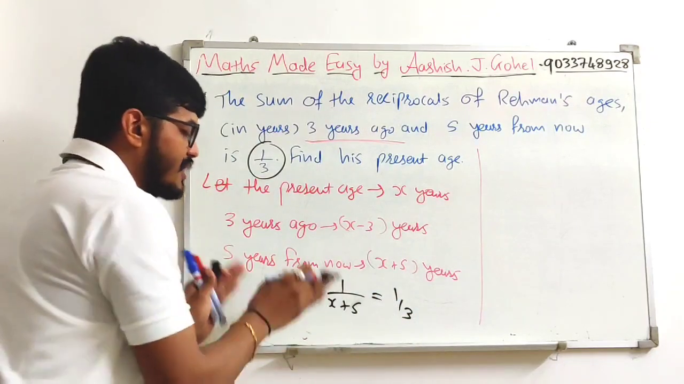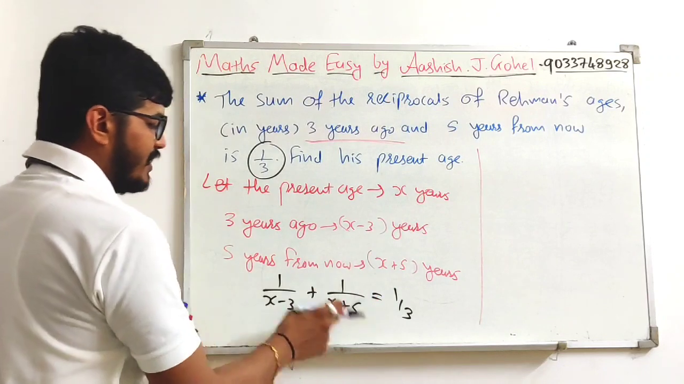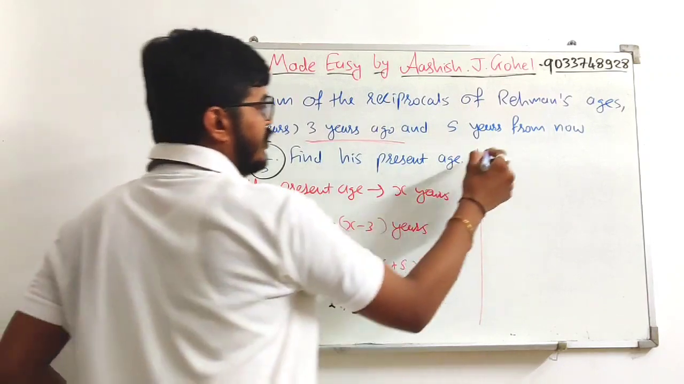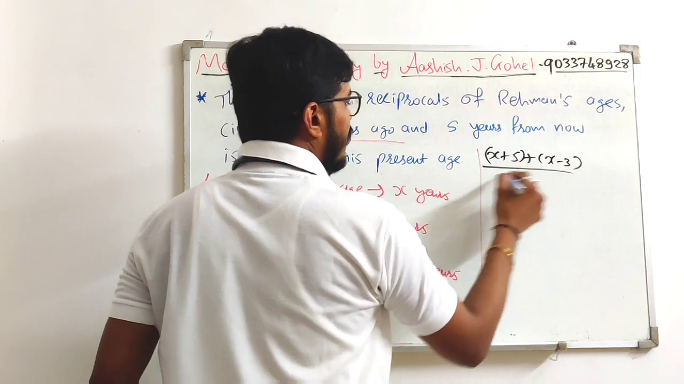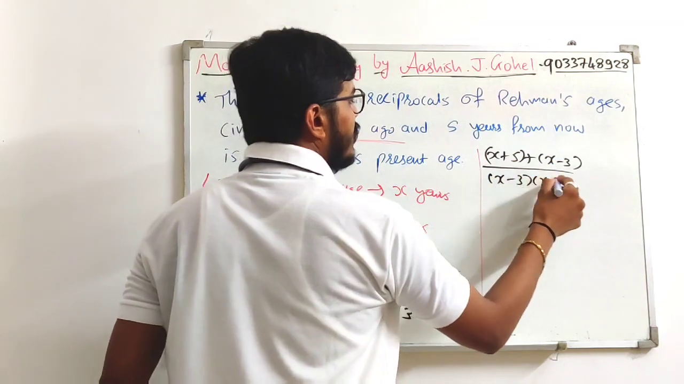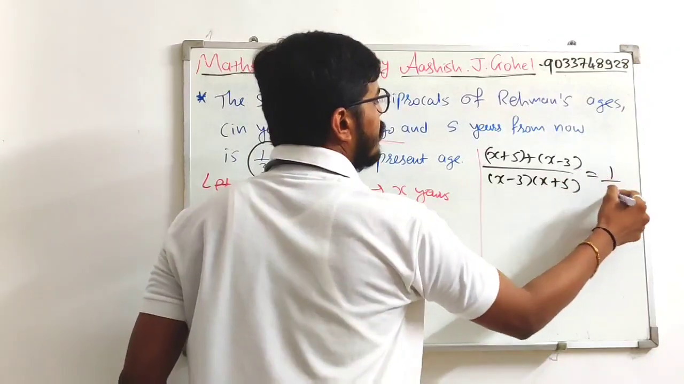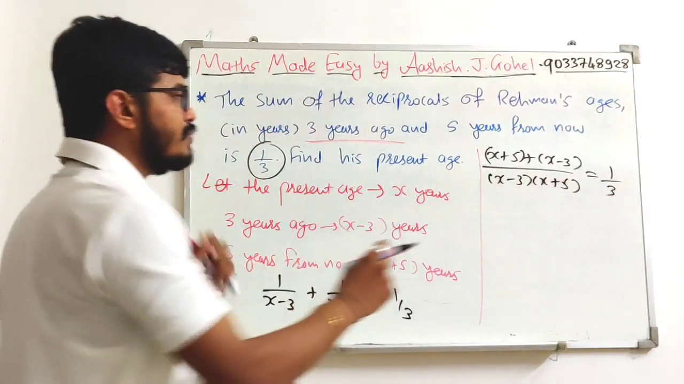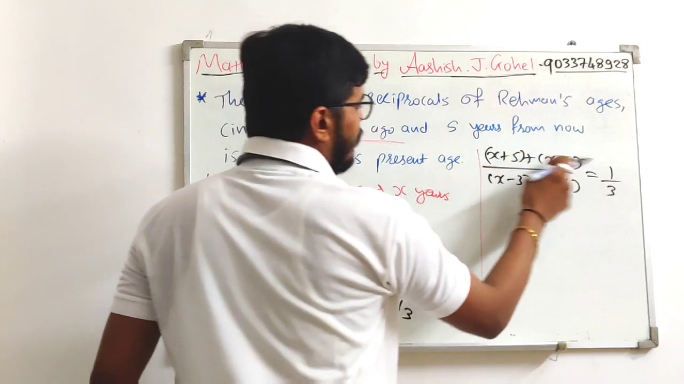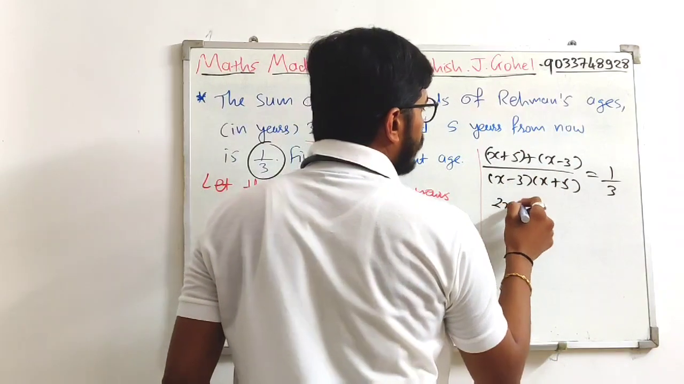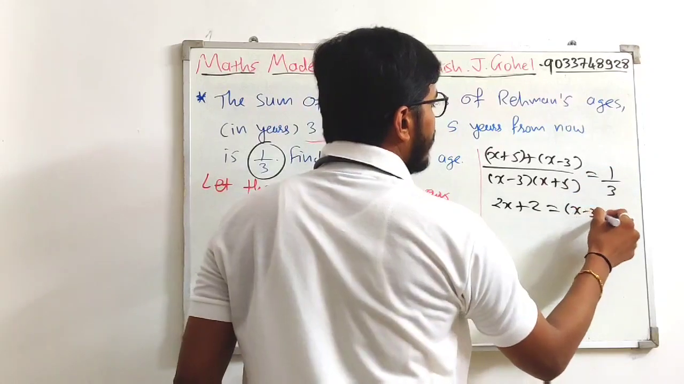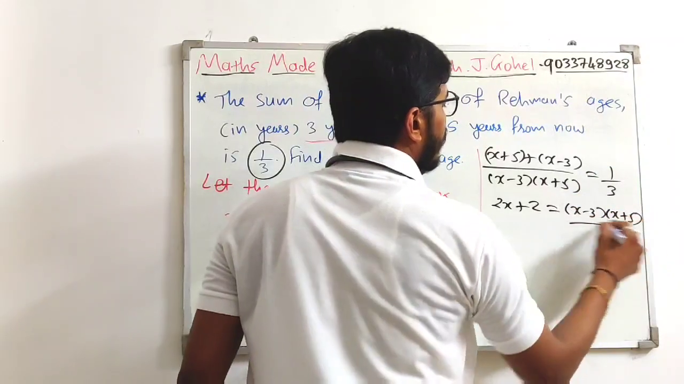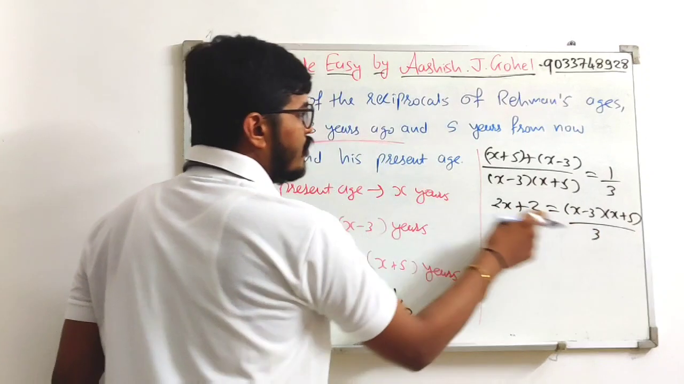Okay, now we will simplify this. So how will we simplify this? With the help of cross multiplication. So x plus 5 plus x minus 3 divided by x minus 3 into x plus 5 is equal to 1 upon 3. Okay, now we need to again cross multiply and then we will get answer like here 2x plus 2 is equal to, here if I cross multiply this, x minus 3 x plus 5 divided by 3. So you cross multiply this 3 over here.